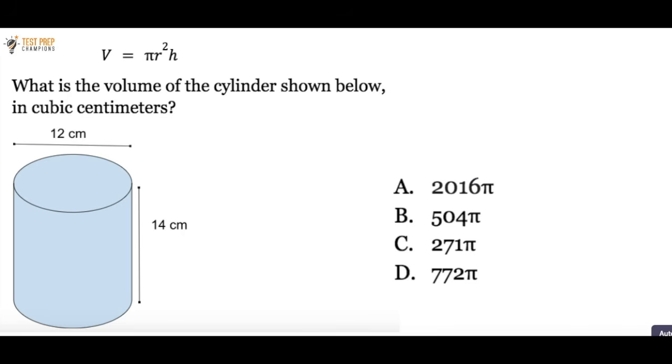So your next question says, what is the volume of the cylinder shown below in cubic centimeters? And we see 12 right here, we see 14 right here, we see answers A, B, C, and D. And to save you some time, up top here, I've given you the formula for the volume of a cylinder. It's V equals pi r squared h.